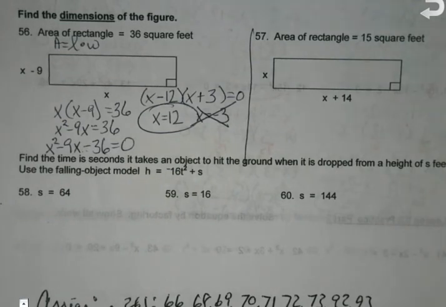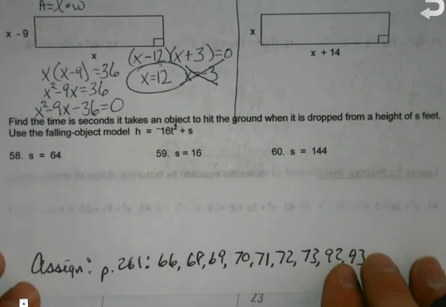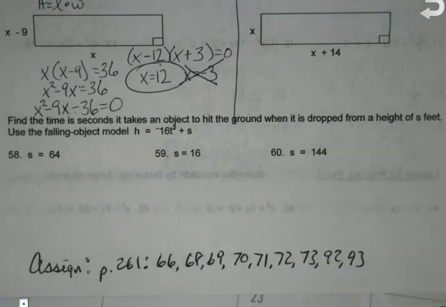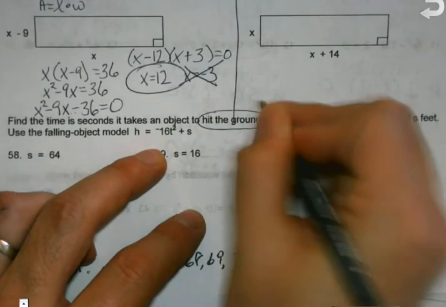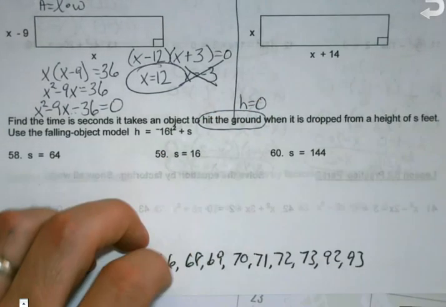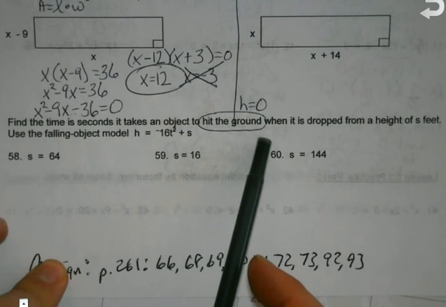And then finally, finding the time in seconds, I should say, it takes an object to hit the ground when it is dropped from a height of s feet. Use the falling object model, and they give you this equation. When something hits the ground, how high is it? 0, okay? So when something hits the ground, the h value is going to be 0. Now, if they told you something else, like there was a cushion there that was 5 feet high, you'd have to take that into consideration. But here our h is going to be 0.